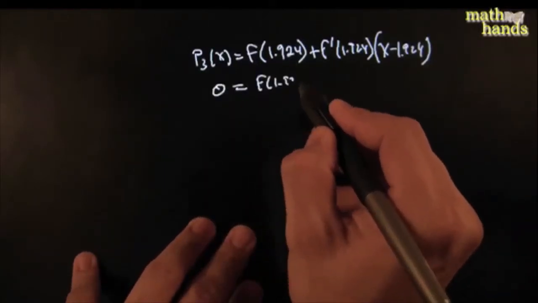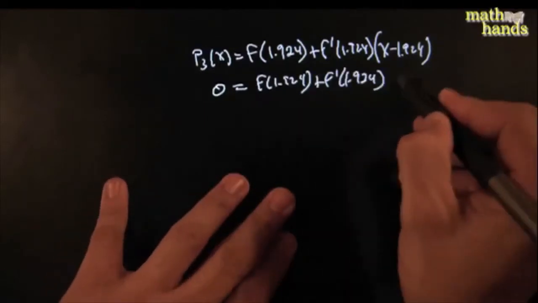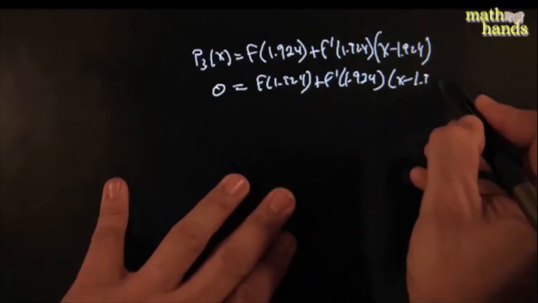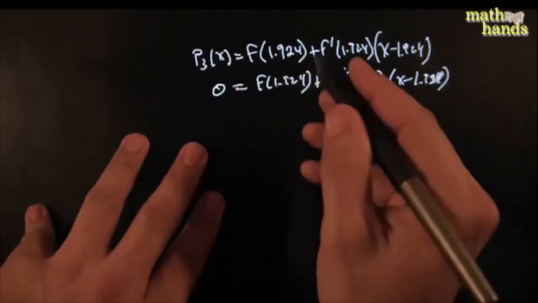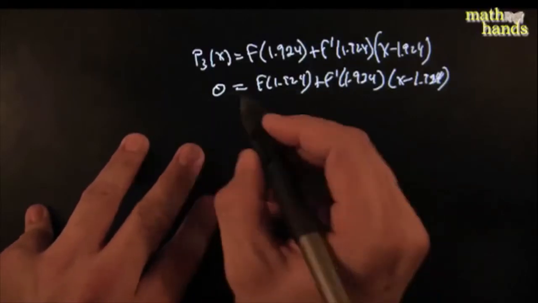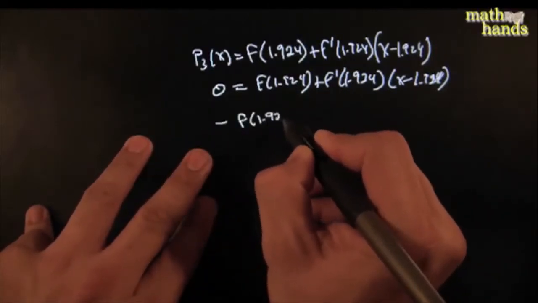Then I'm going to set that equal to 0: f of 1.924 plus f prime of 1.924 times x minus 1.924. And the reason I'm setting it to 0 is because that sends me in the right way. Then I'm going to move this over to the other side. That's going to give me negative f of 1.924.